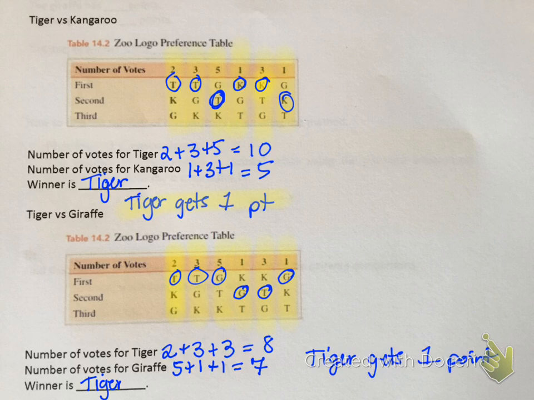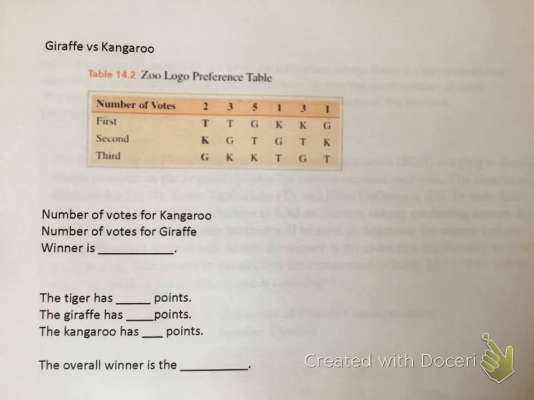Okay, so far Tiger has 2 points. We have 1 more round to go through. We have to do Kangaroo versus Giraffe. So once again, we're looking at G versus K. So we do the same process again. We look through every single column.